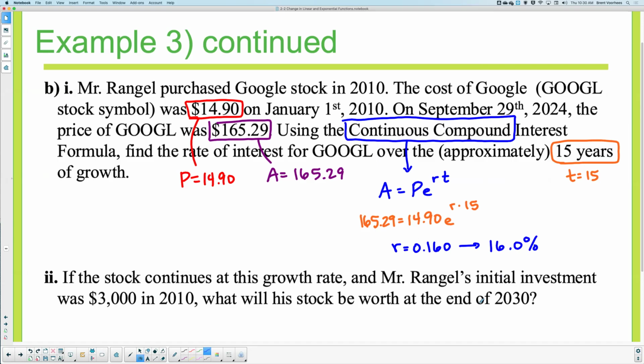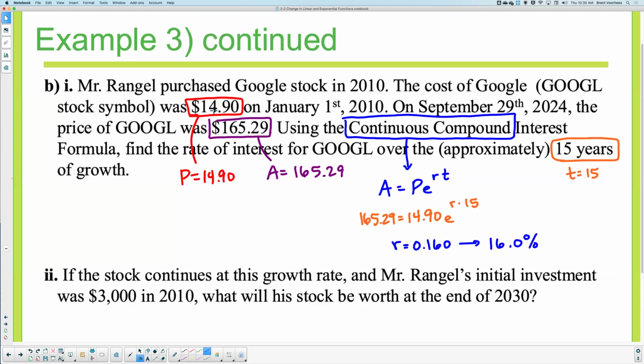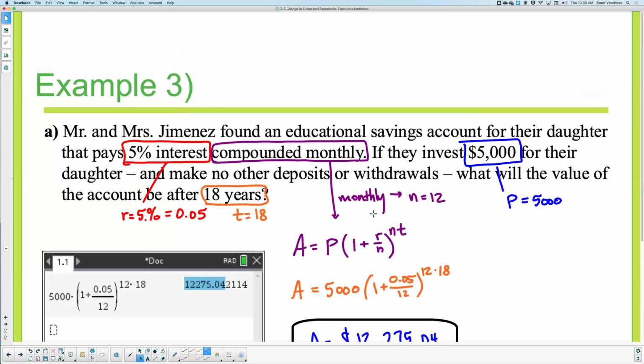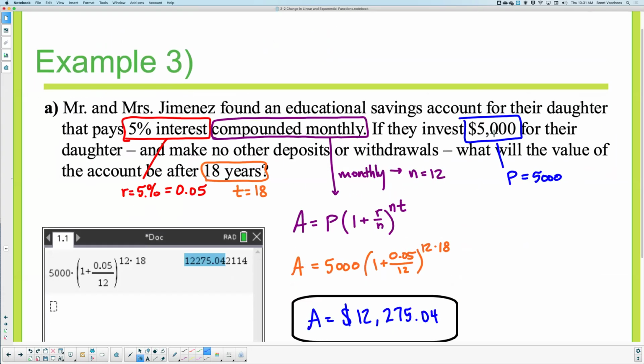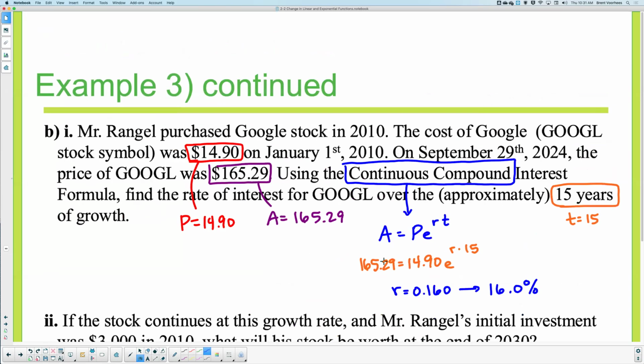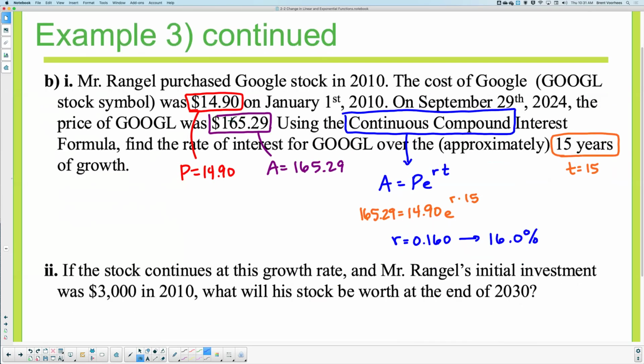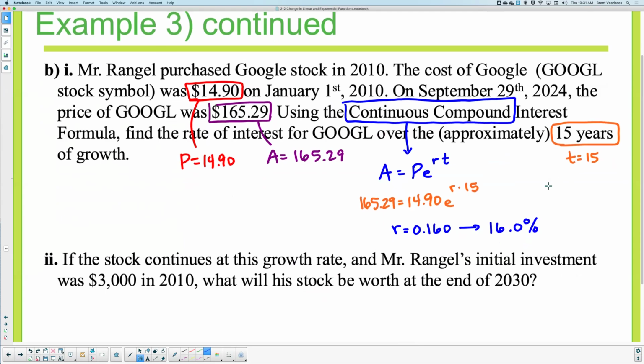Okay, so here's the idea. Remember the last problem? It grew at 5%, and $5,000 became $12,000. Now we're investing, and $14 became 165. Look, our money got multiplied by more than 10, and it did it in a shorter amount of time. Now, how did that happen? In the last one, it got multiplied by a little bit more than 2. 5 turned into 12. This time, the money got multiplied by more than 10. How did that happen in a shorter amount of time? Answer, the interest rate. The rate makes a big difference, okay?